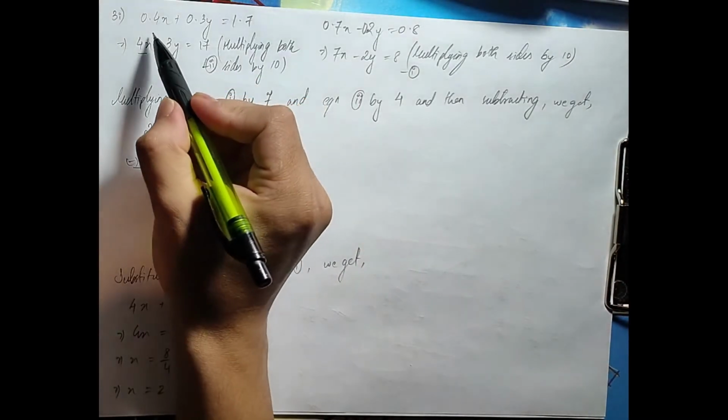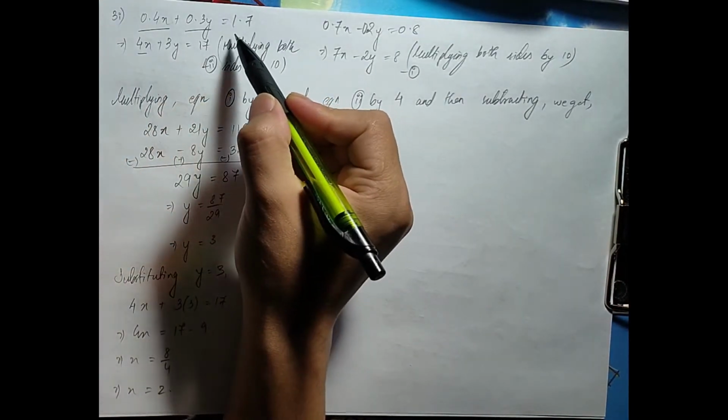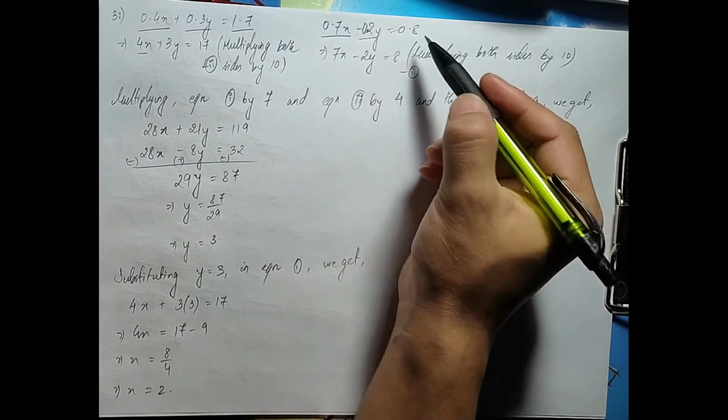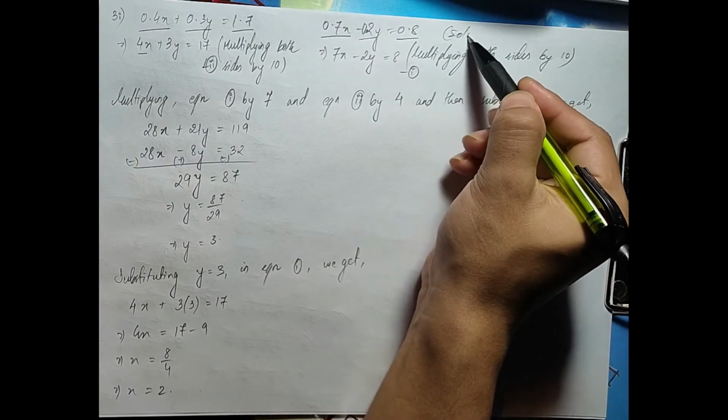Let us do one more question. 0.4x plus 0.3y is equal to 1.7. And 0.7x minus 0.2y is equal to 0.8. We need to solve this.